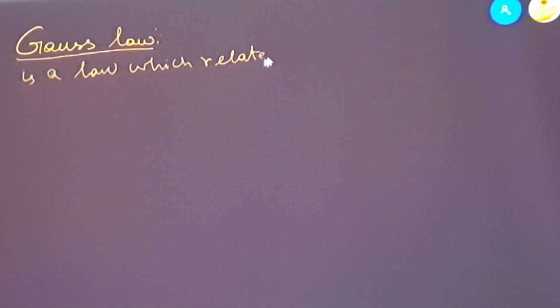So today we are going to study a law, and that law is Gauss Law. In our previous two videos, we studied electrical flux, and in this law we are going to relate that electrical flux with the charge. Gauss law is a law which relates both electrical flux and charge.